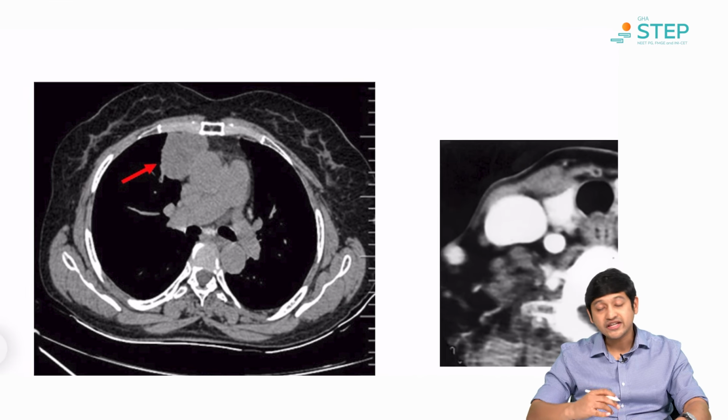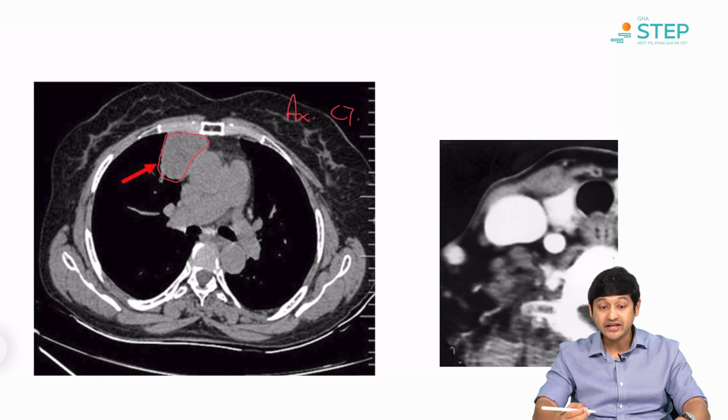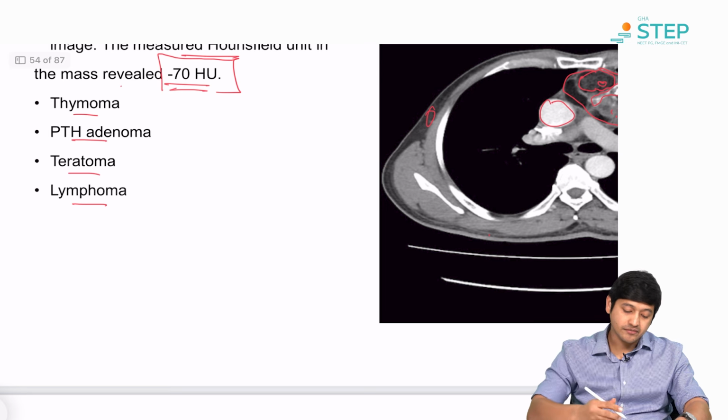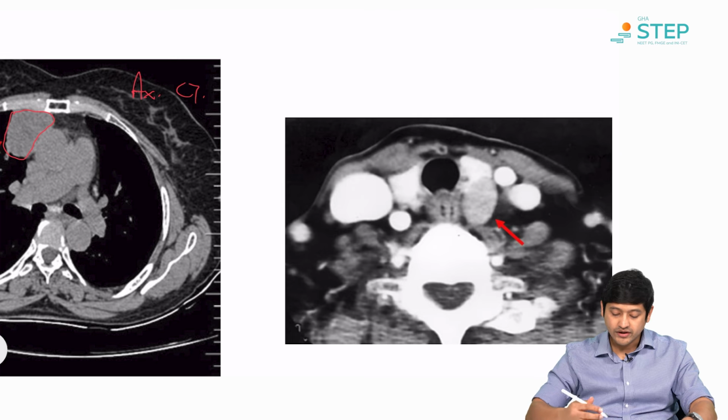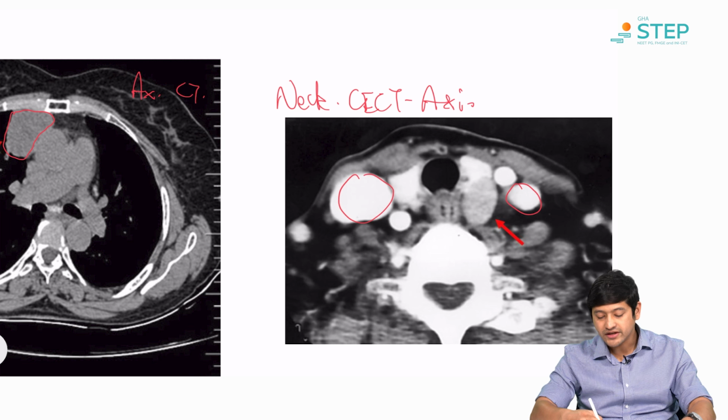When you look at some of the other images, again an axial CT image, you see a soft tissue density mass lesion in the anterior mediastinum. Now, this lesion becomes a thymoma. You look at a contrast enhanced image here. So, this is in the neck, a contrast enhanced CT, and an axial view has been given to you.